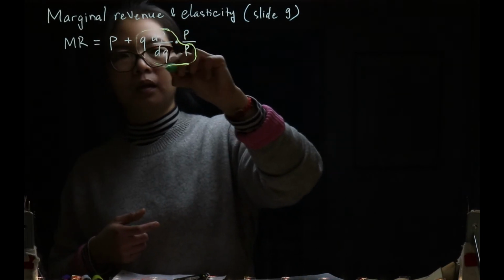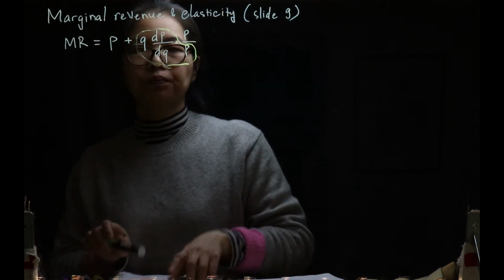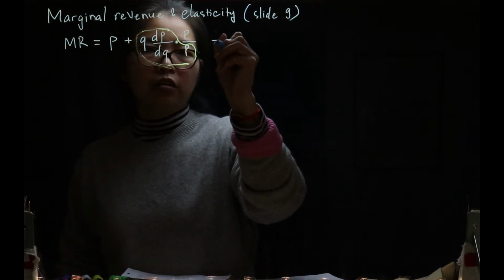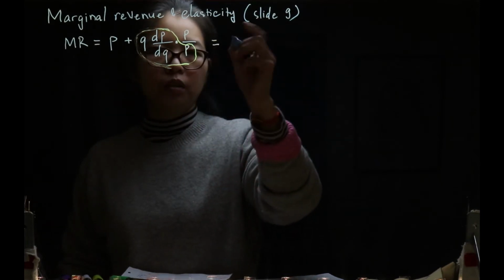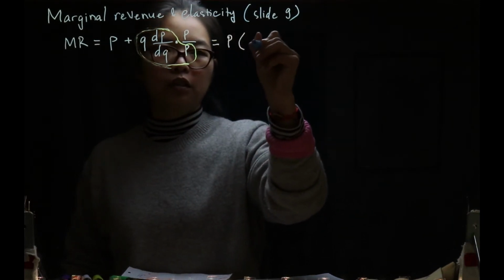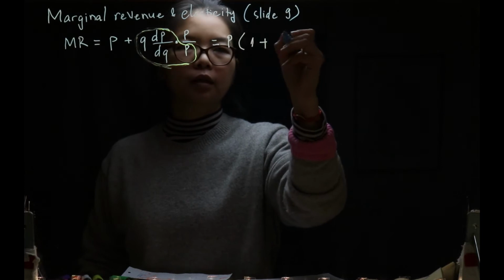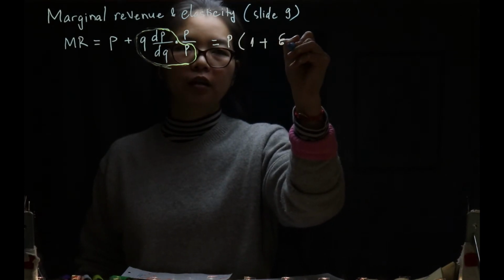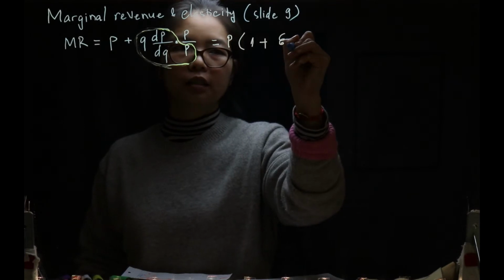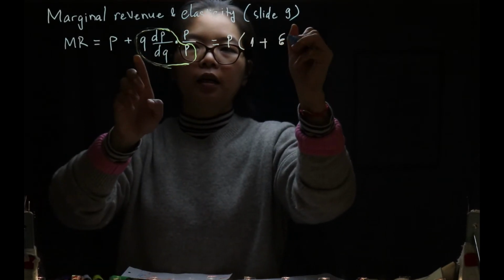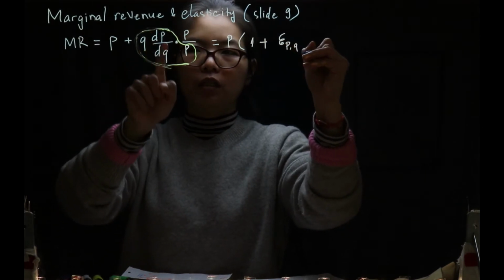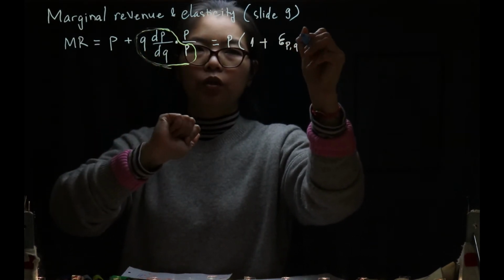Okay, so we can first factor out a P from both terms. Inside we have 1 plus the elasticity of what? The elasticity of P with respect to Q, no? Because here is the derivative of P with respect to Q. Alright?